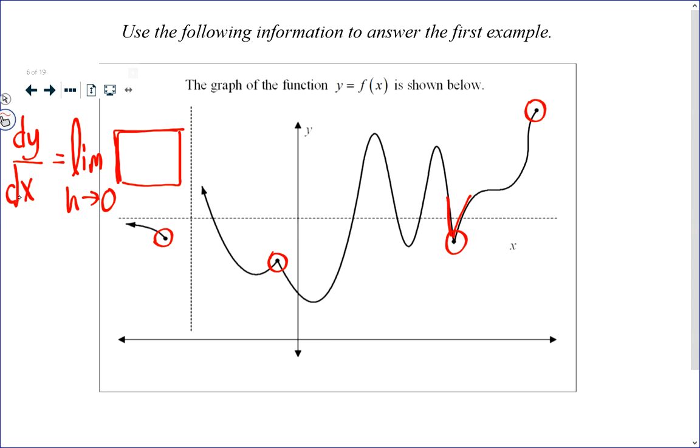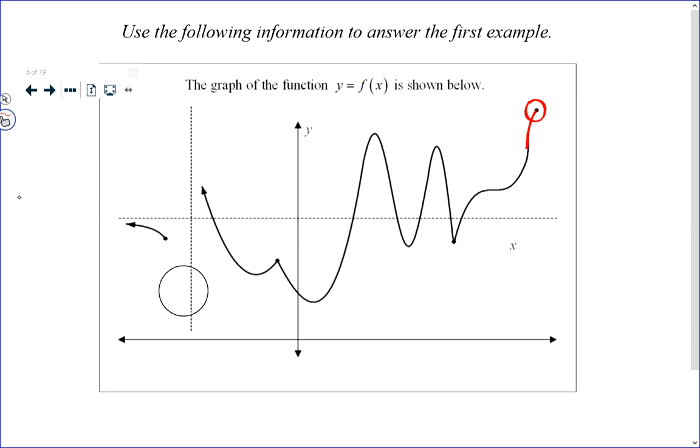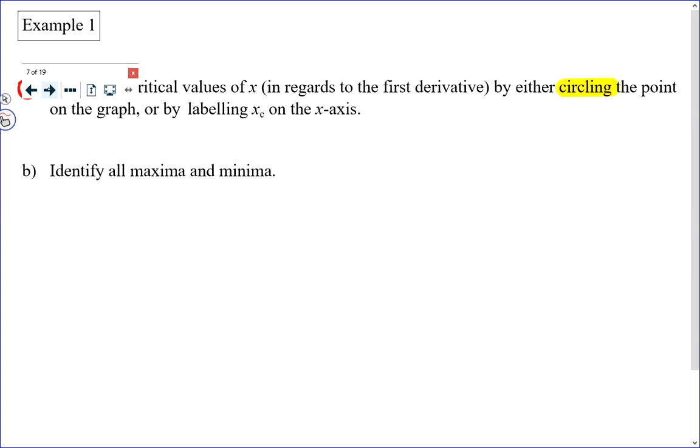It gets even more obvious at these other 2 points that are still circled because there is a left-handed limit here, the slope is approaching some number, but there isn't even a right-handed limit. So those points are points where the derivative is not defined. Now let's jump ahead to the question, because the first part of the question says, identify the critical values of x by circling the point or labeling x critical on the x-axis. Okay, and I've got circling highlighted because I believe it says circle on your handout.